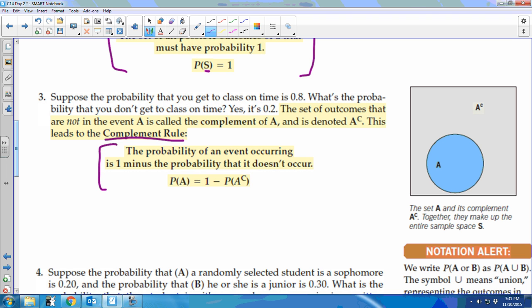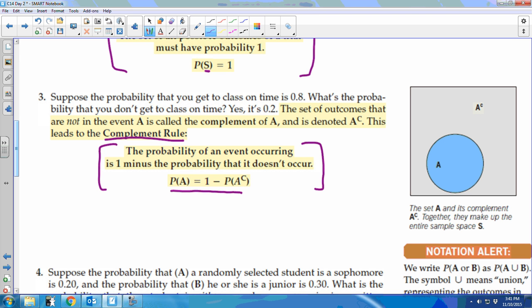The probability of an event occurring is 1 minus the probability that it doesn't occur. We're going to use it a lot. I can already predict what question you're going to miss on the quiz, if you miss any, because the questions aren't that complicated in Chapter 14, like I've said.